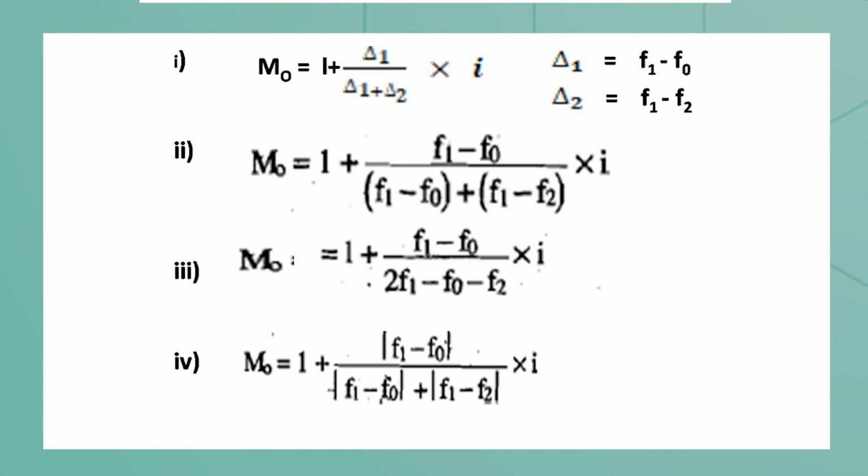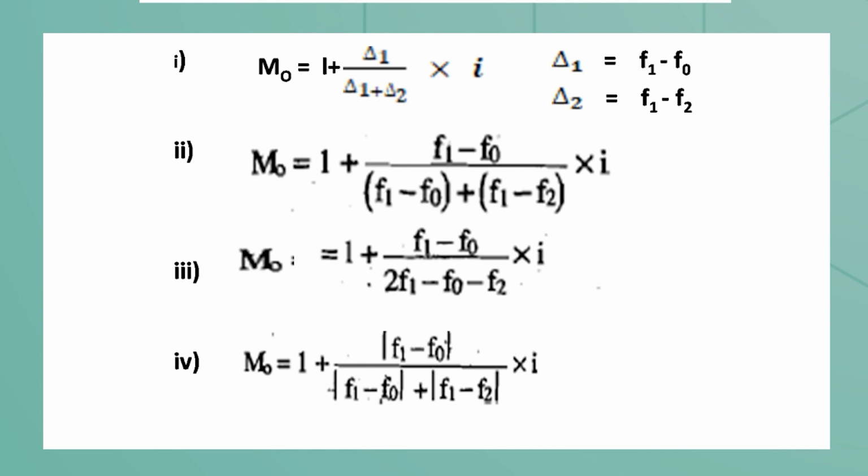The second formula: mode is equal to L plus, as previously, F1 minus F0. What is F1 minus F0? That is delta 1. Divided by delta 1 plus F1 minus F2. That is delta 2. This is the expansion. If we simplify the second formula, the third formula is L plus F1 minus F0 divided by 2F1 minus F0 minus F2, into I. So, whenever you have been given the data, you apply this third formula only.